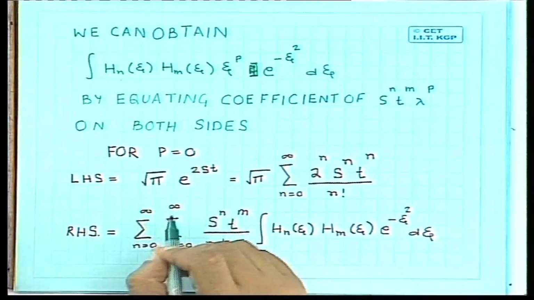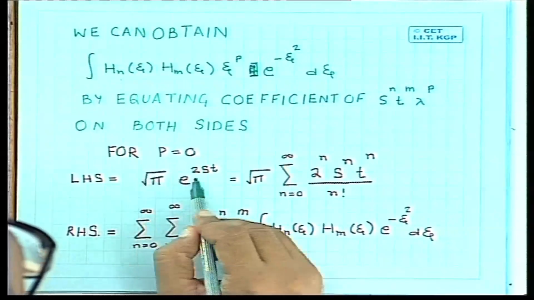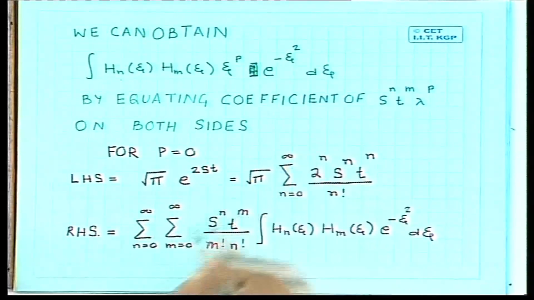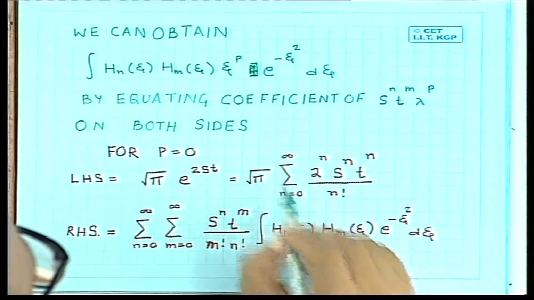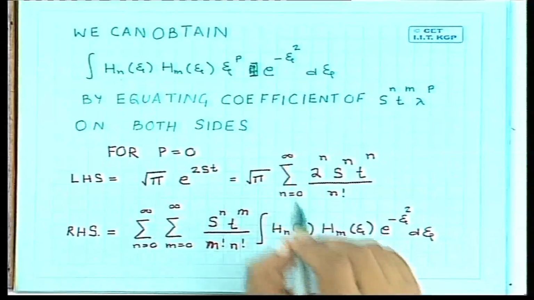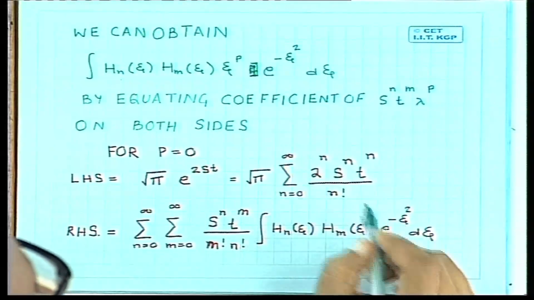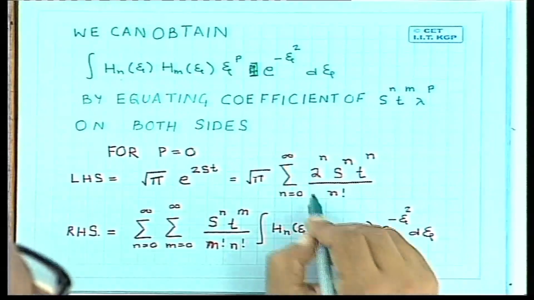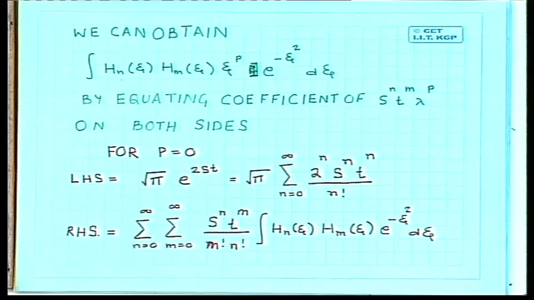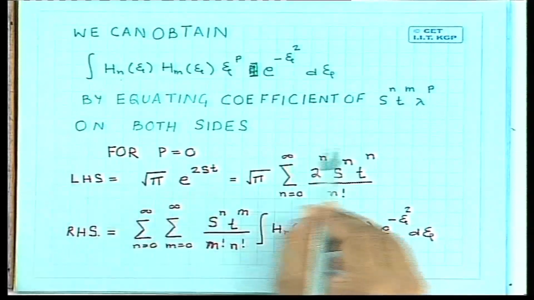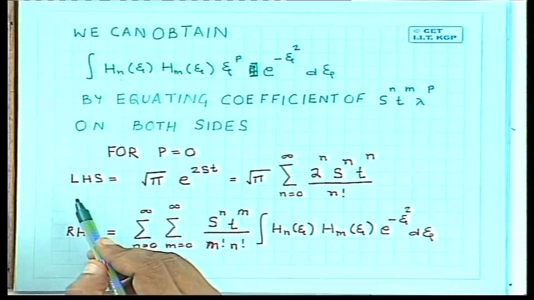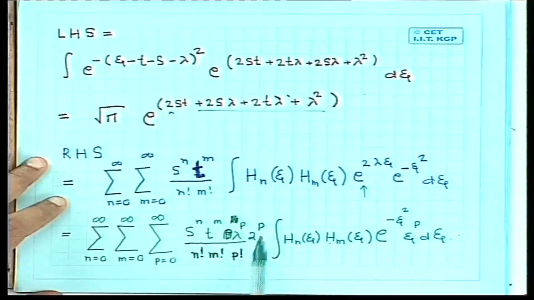So the left hand side is just the series expansion of square root of pi times e to the power 2 st, for reasons which I just explained, and this is equal to square root of pi, sum over n equal to 0 to infinity, s to the power n t to the power n 2 to the power n divided by factorial n. So these are all the terms which correspond to p equal to 0 that have no powers of lambda. Now let us look at the right hand side for p equal to 0.